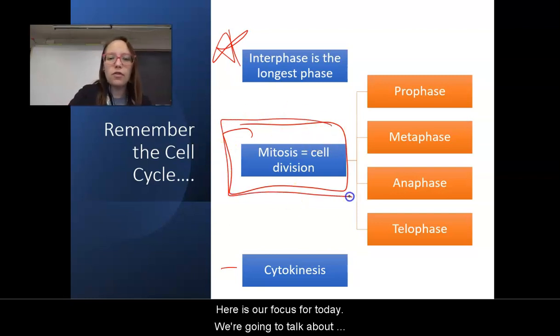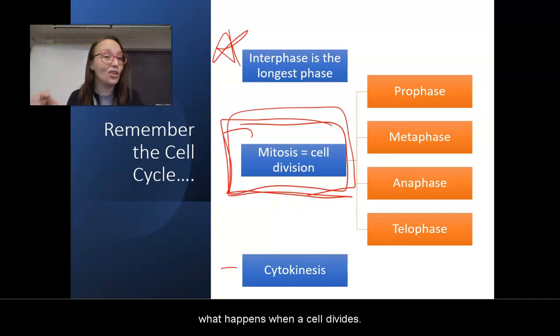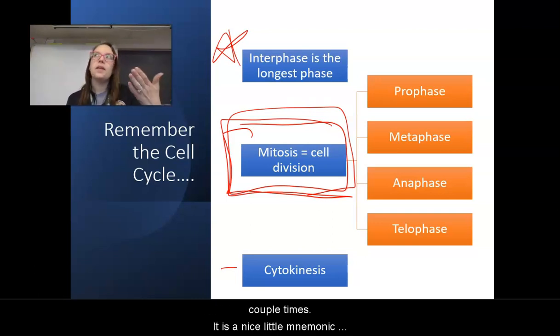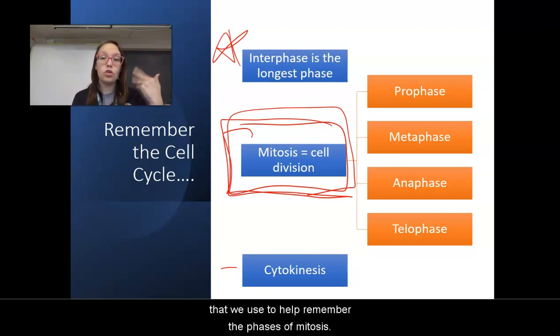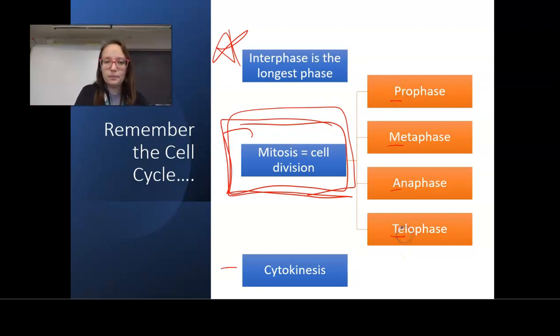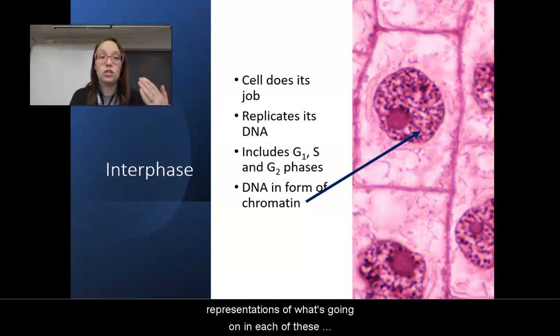But here is our focus for today. We're going to talk about what happens when a cell divides, and that process is called mitosis. In the last episode, you heard the abbreviation PMAT a couple of times, and that is a nice little mnemonic that we use to help remember the phases of mitosis, and that's PMAT for prophase, metaphase, anaphase, and telophase. So what does that look like? Let's look at some visual representations of what's going on in each of these phases.